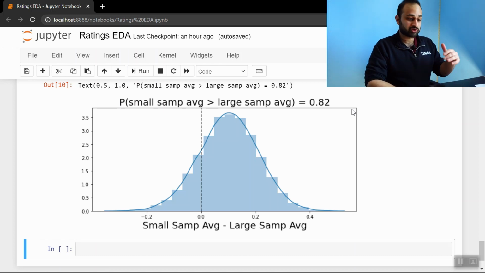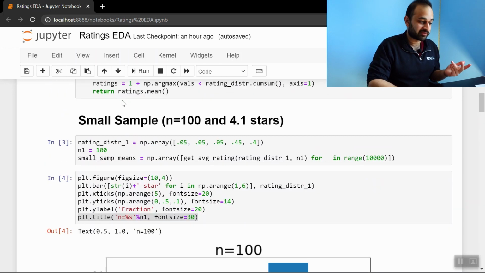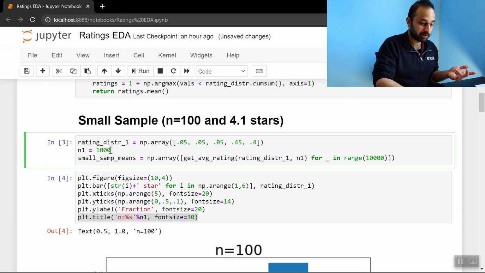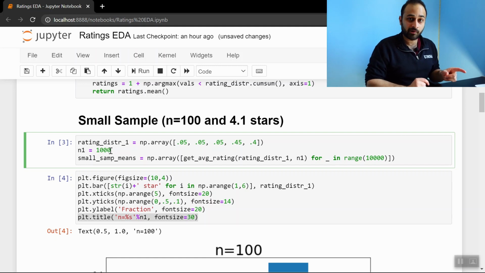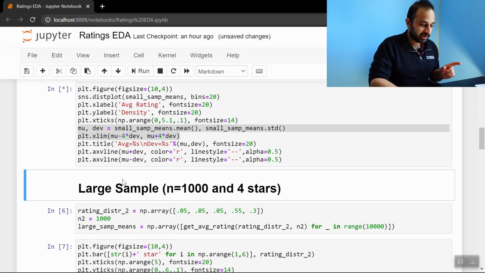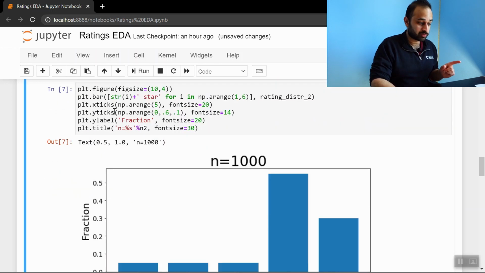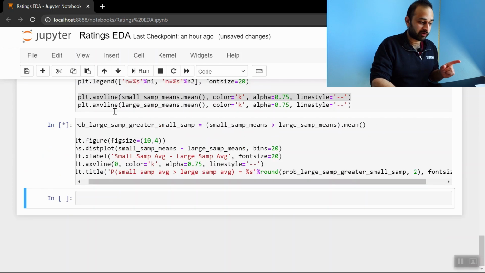But now, since we have this whole framework set up, let's just play with the numbers a little bit. Let's say that we look at that second question from the PowerPoint. Let's say that the small sample now has 1,000. So let's run that guy. And let's say the large sample now has 10,000 ratings. So let's run that guy and regenerate all of our plots.